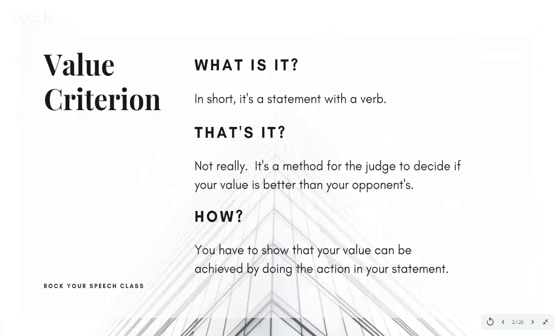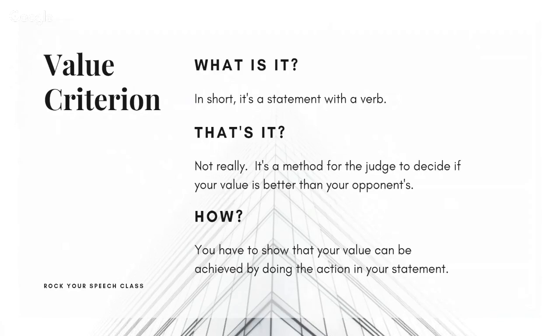What is a value criterion? In short, the shortest way to explain this is that it's a statement with a verb, and it has to start with a verb. That's pretty much it. But it is the method for the judge to decide if your value is better than your opponent's value. Now, if you both have the same value, then the value criterion becomes the most important part of the speech because that's the thing that they have to judge between the two of you.